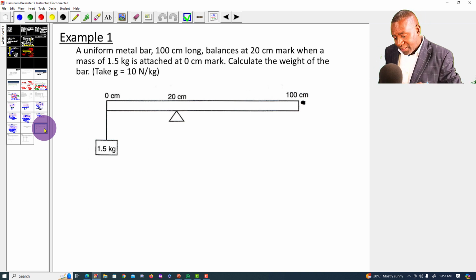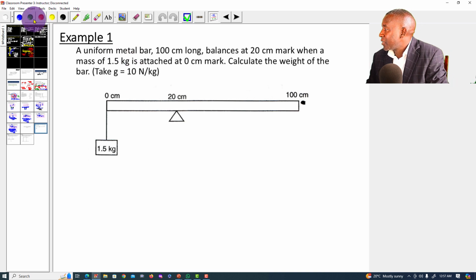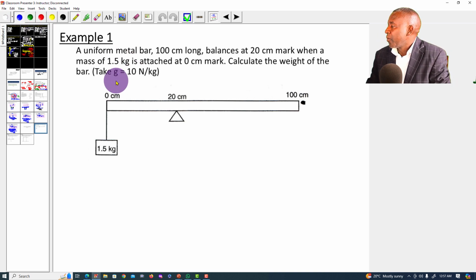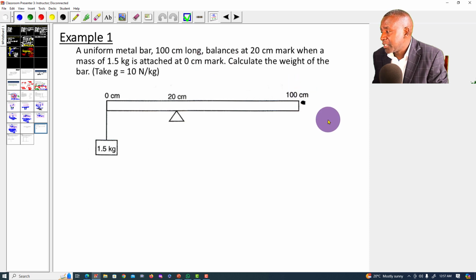So this one is a question in the course book. Let's just go through it and see what you were supposed to do. We are given a uniform metal bar. Now you're getting used to that term, uniform body. What does it mean? If you're given the length of that bar, then you divide it by 2 in order to get the 50 centimeter mark. The 50 centimeter mark will be somewhere around here.